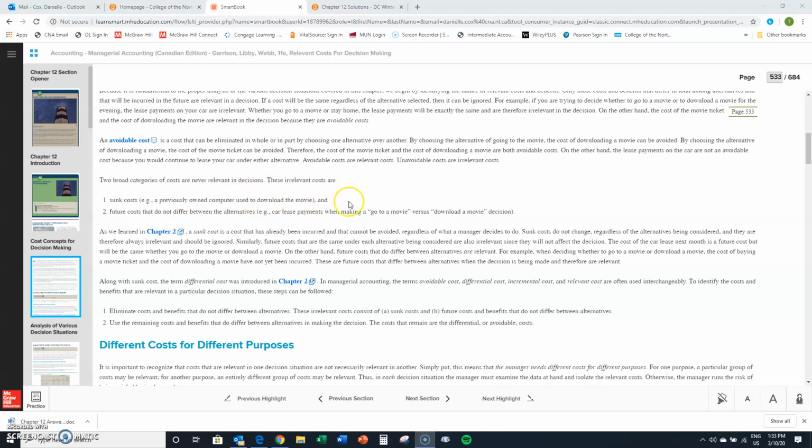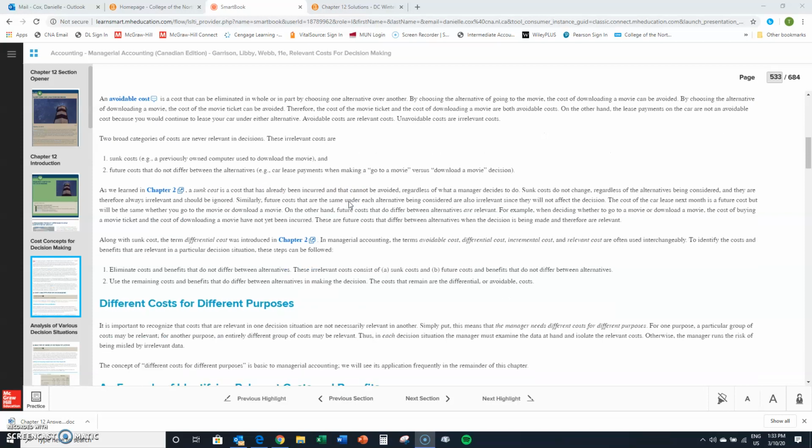Sunk cost. A sunk cost is something that's already happened. The example they give here is a previously owned computer used to download a movie. The computer was already purchased, so the money has already been spent, it's already been incurred. Any future decision is not going to be affected by that cost. You can't change it now.